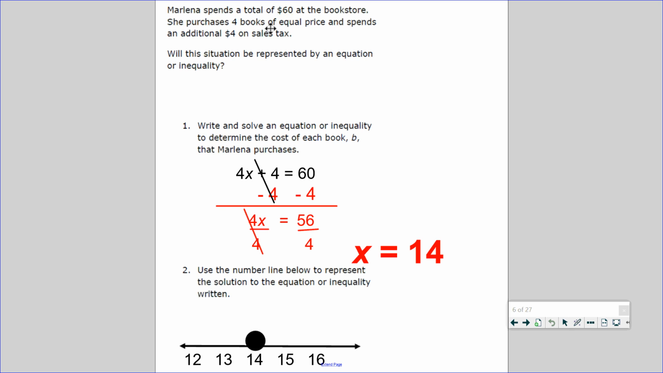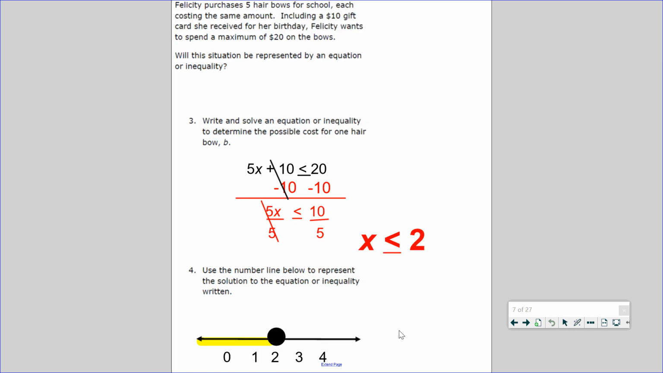But do we know the price? No. 4 times x, 4x, and spends an additional $4. So 4x plus 4 equals 60. So we solve this. We subtract 4 on both sides. 4x equals 56. Divide by 4 on both sides. X equals 14. So we graph it, closed dot on 14.